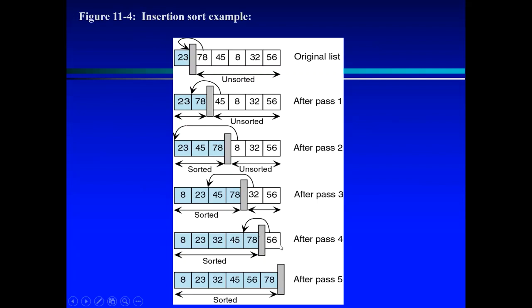And then the last value, which is part of the unsorted side. Compare with 78; it's smaller, so we're going to insert it before 78. Then compare it with 45; it's greater. So we're going to insert 56 between 45 and 78, its final destination. Now the values will be 8, 23, 32, 45, 56, 78. Since all values are part of the sorted side, we stop.